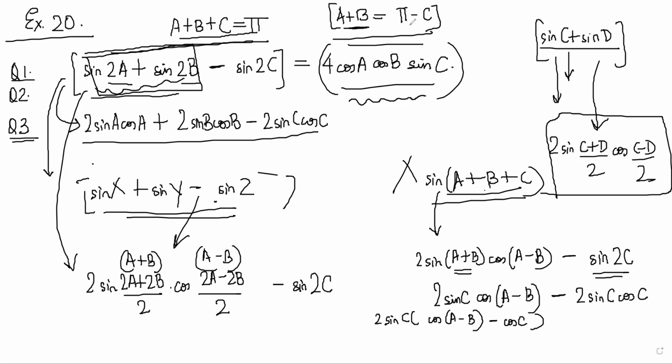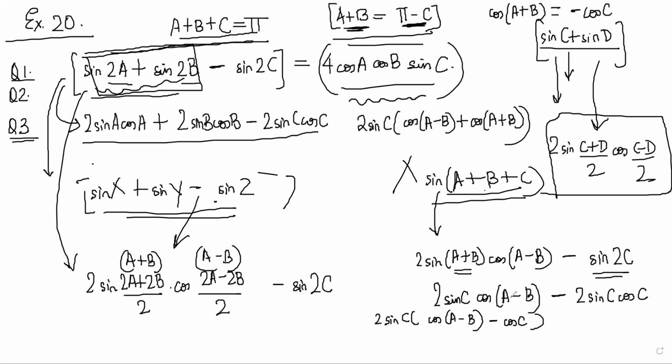If you take cos on both sides here, what will come? Cos of a plus b will be equal to minus cos c, right? Yes, sir. So cos c is equal to minus cos a plus b. So therefore this becomes 2 sine c multiplied by cos a minus b plus cos a plus b. Yes, sir. Cos c is minus cos a plus b. That's why. What is cos a minus b plus cos a plus b?